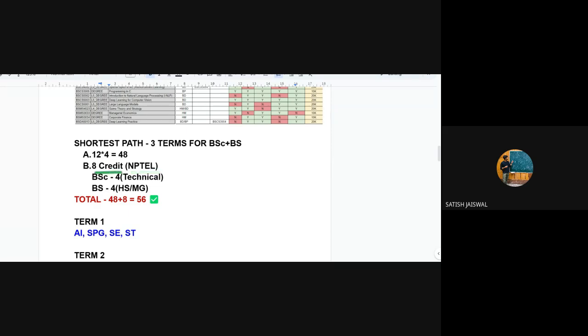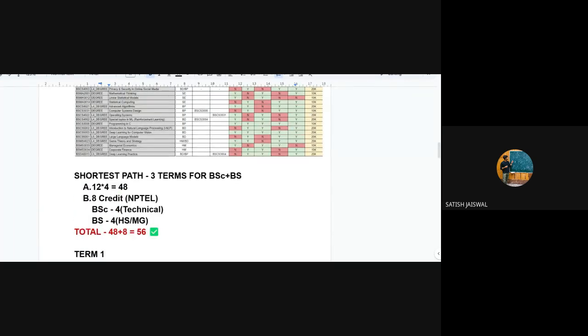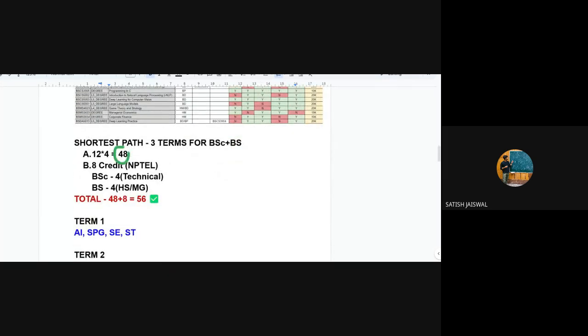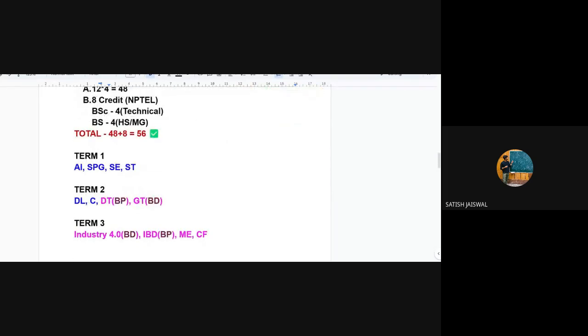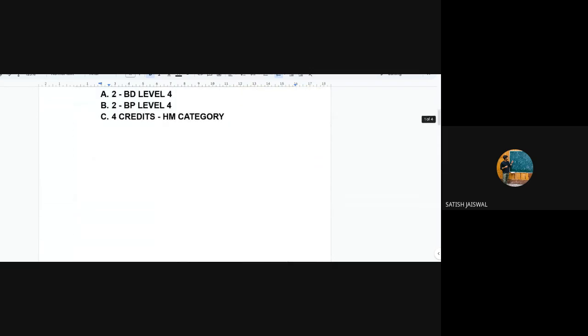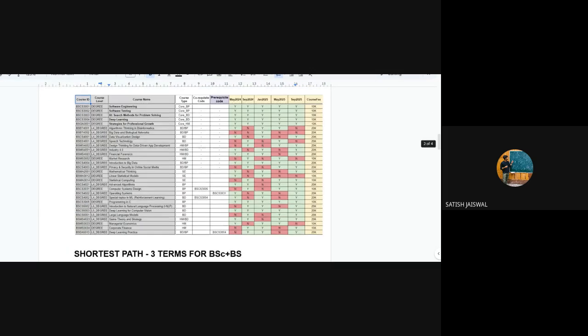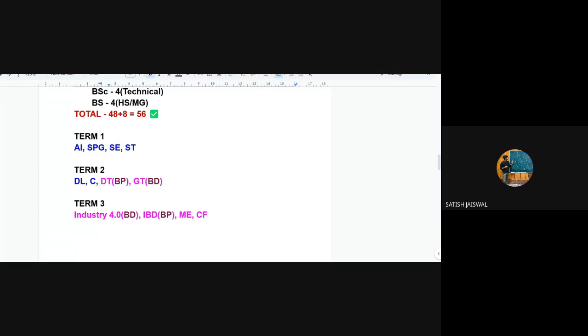And the 8 credits, that is 4 credits in the BSc level and 4 credits in the BS level, can be credited in our BS degree. So 48 plus 8 is 56. So for example, how will you be taking these courses? Some student has taken these courses in the first term, because I have mentioned earlier that all the mandatory courses should be taken in the first term in the BSc level. So for example, some student has taken AI, SPG, SE and ST in the first term.